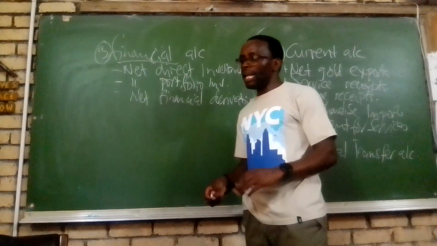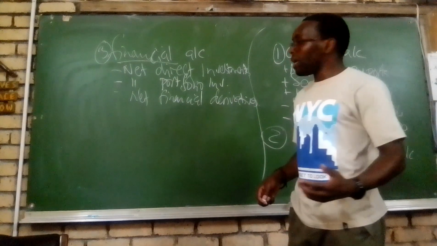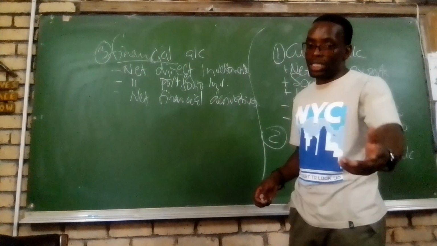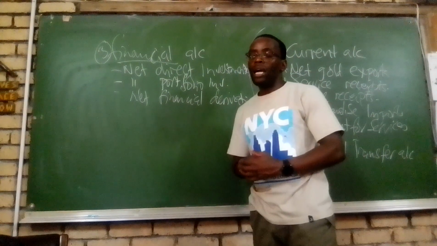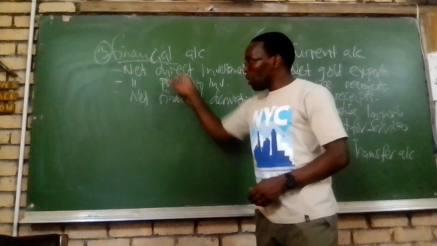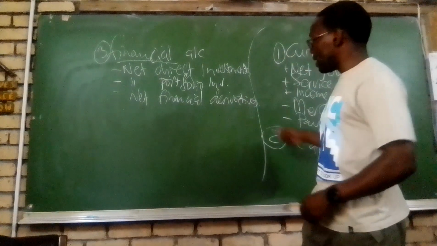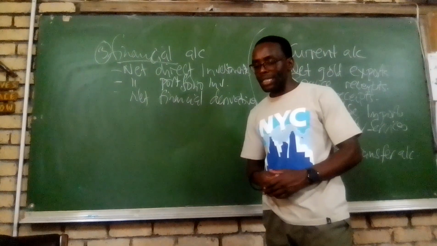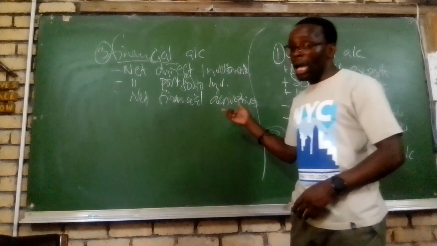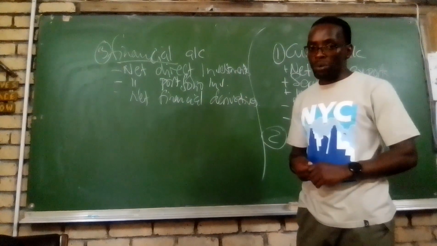Okay, and then when you have done that, we now have other things like unrecorded items or unrecorded transactions. They also need to be recorded after you have recorded the three accounts, and then we have our unrecorded transactions. So this is our balance of payment account.